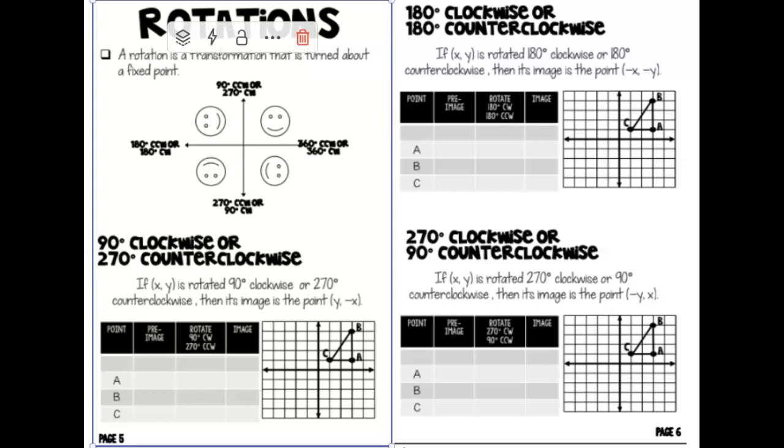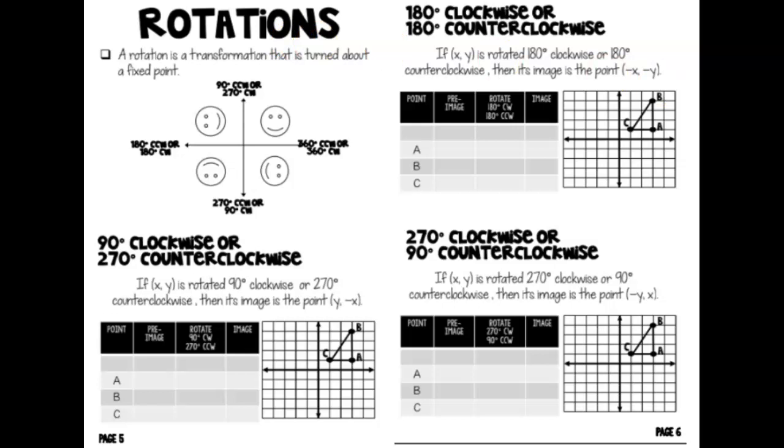So this is our third video in our booklet, and here we will be talking about rotations. A rotation is a transformation that is turned about a fixed point. In all of our examples here, our fixed point will be the origin, or the point (0, 0).